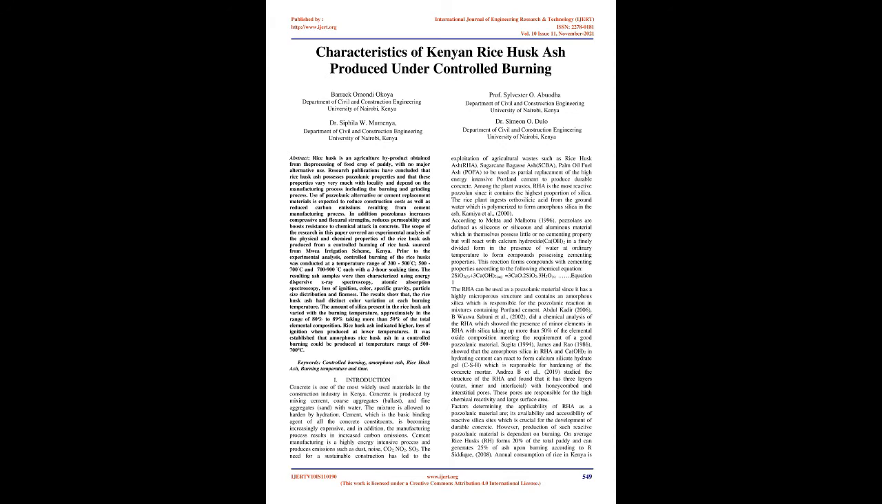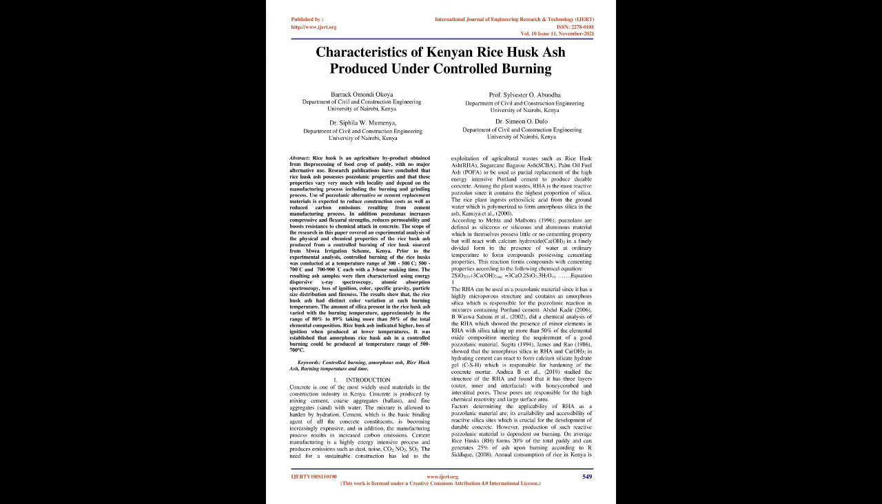The scope of the research in this paper covered an experimental analysis of the physical and chemical properties of the rice husk ash produced from a controlled burning of rice husk sourced from Mwea Irrigation Scheme, Kenya. Prior to the experimental analysis, controlled burning of the rice husks was conducted at temperature ranges of 300 to 500 degrees Celsius, 500 to 700 degrees Celsius, and 700 to 900 degrees Celsius each, with a 3-hour soaking time.